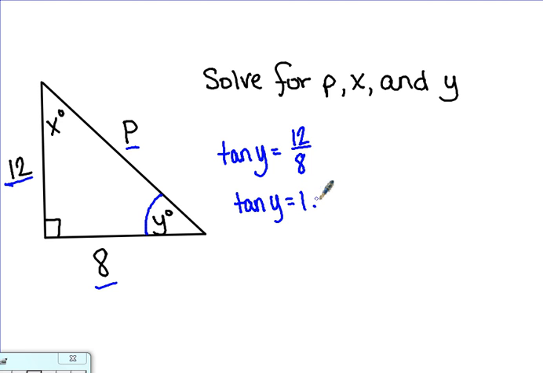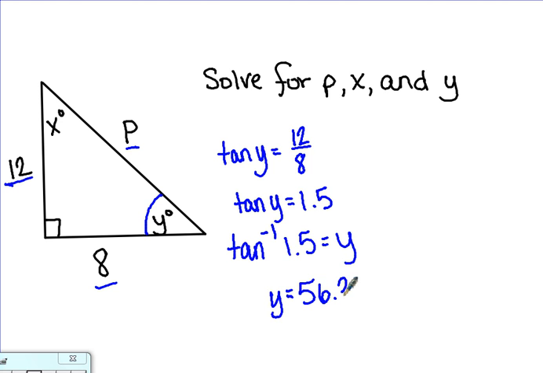which is 1.5. In order to find out what the angle is, remember anytime we're solving for an angle measurement, we do the inverse function. So I'm going to do inverse tangent of 1.5, and that will give me angle y. So if I type in my calculator inverse tangent of 1.5, I should get that y is equal to 56.3 degrees, or 56 degrees. And that gives me my angle measure. Go ahead and try the same thing for x, and we will check when we come into class.